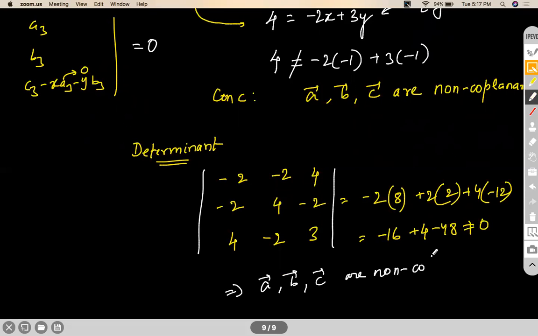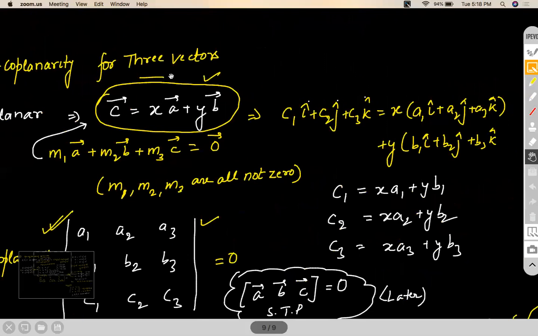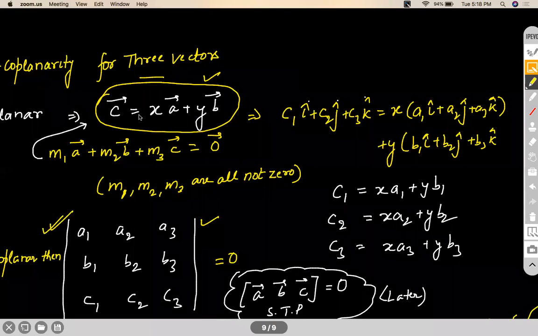I'm sure out of the two methods you like the second one a lot because it's too simple. You can directly use a determinant. But don't forget, this concept has come as an analysis of this particular method. And this method has come from the fact that if 3 vectors are coplanar, you can always make a suitable parallelogram from A and B whose resultant would be C. Got the point? This is the basis of all the things that we are going to learn.